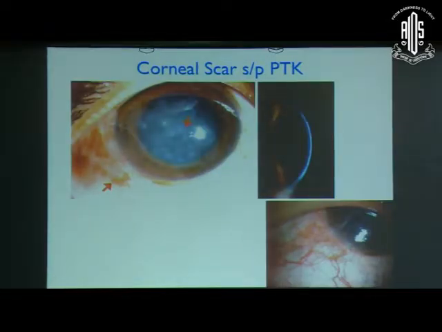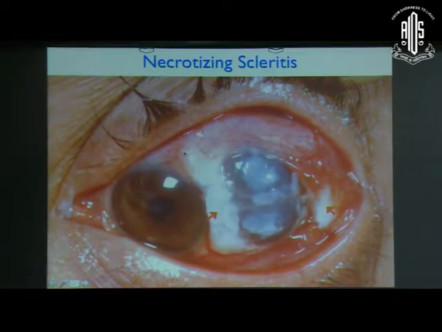Now, they can also present with, this is actually a patient who presented as a corneal scar and underwent PTK. But again, you can see these traces of keratin over the corneal surface. Similarly, this was diagnosed as necrotizing scleritis, but there is a chunk of keratin sitting over the lesion. So there are certain features, which I will come to, which help you to differentiate between a malignant and a benign lesion.